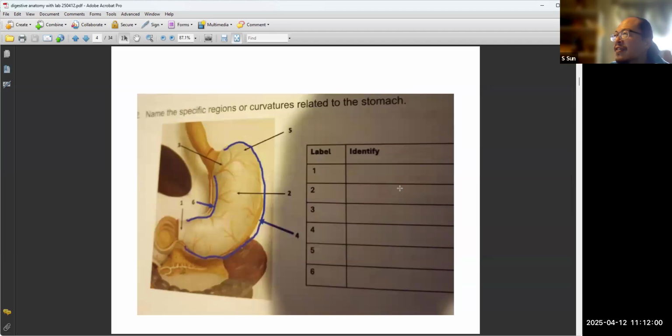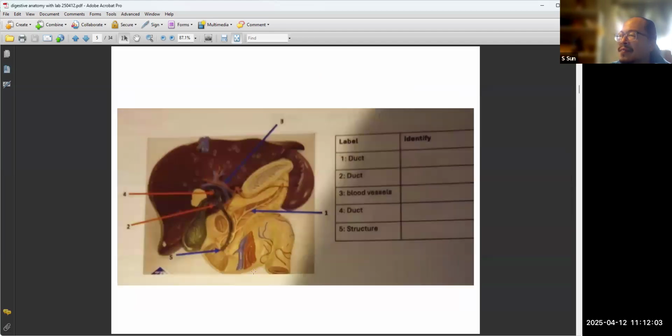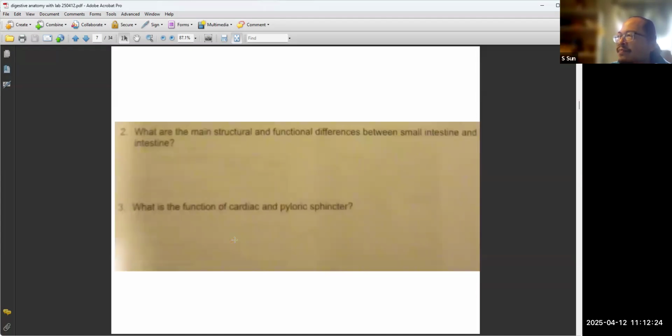So we finished this one already. So this is the duodenum. We have two organs that connect with the duodenum. One is the pancreas. The other one is the gallbladder. So what is this one? This is the pancreas. So this is the pancreatic duct. So let me show here.